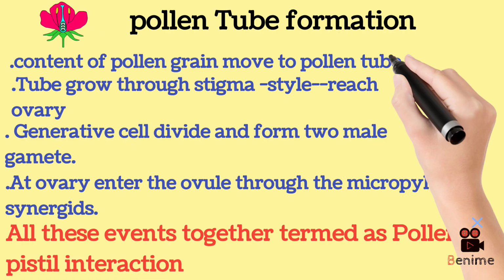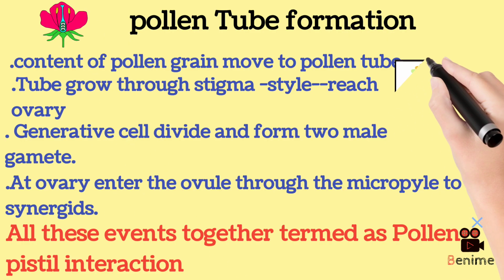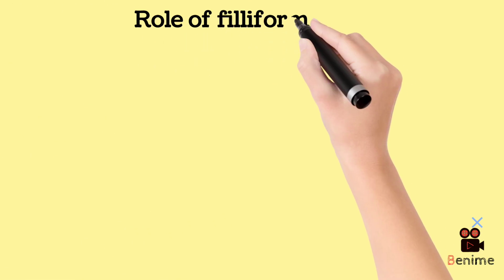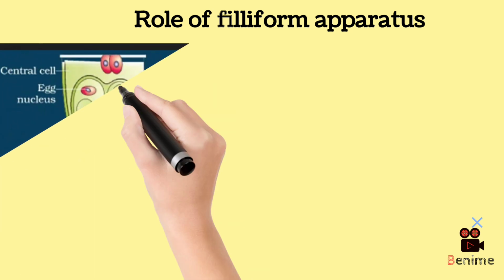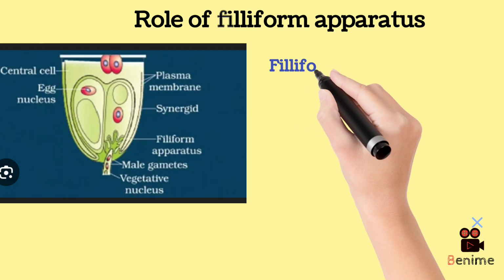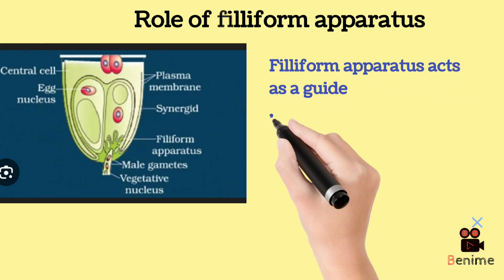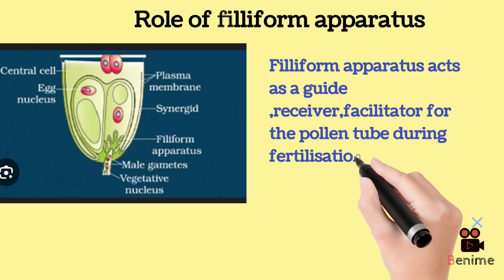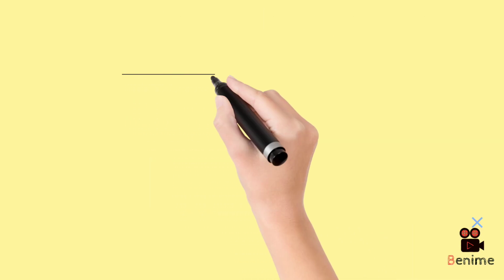What is the role of filiform apparatus in the pollen pistil interaction? Filiform apparatus is a finger-like projection present in the synergids. It acts as a guide, receiver, and facilitator for the whole process.